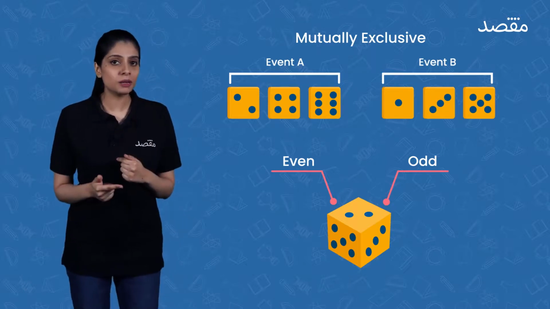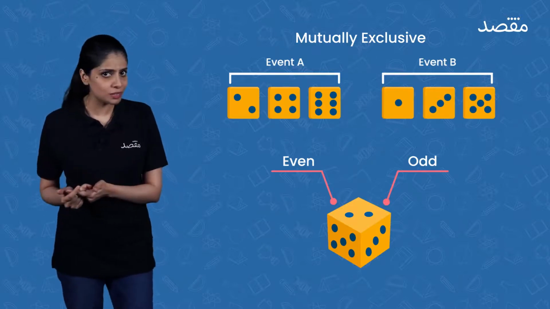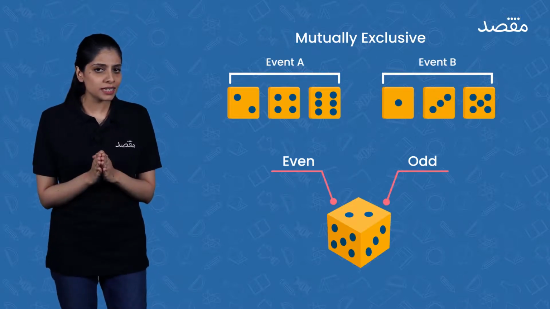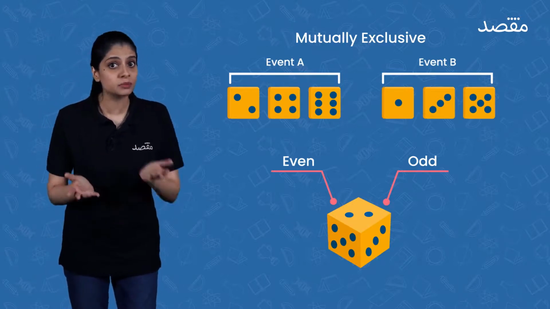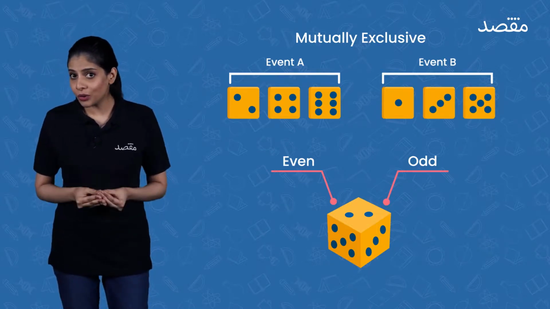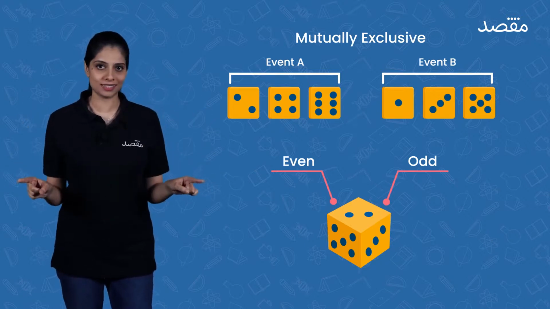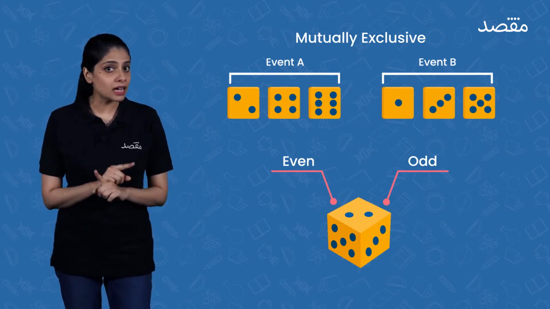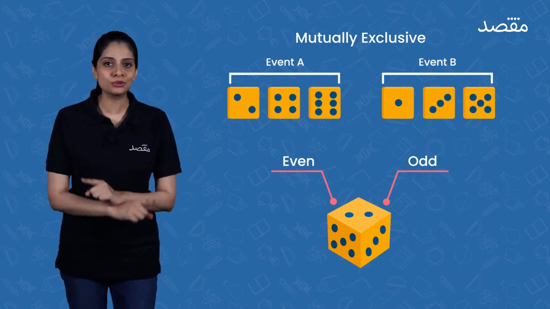अब सेकेंड थ्रो पे हमारे पास क्या आया? 5. That's an odd number, not an even number. So हमें क्या पता चल रहा है कि जब हम odd number थ्रो करेंगे तो हमारे पास even number नहीं आ सकता, और जब हम even number थ्रो करेंगे हमारे पास odd number नहीं आ सकता. Therefore, what can we say? These 2 events are mutually exclusive events. So ये दोनों events साथ नहीं हो सकते, which means they are mutually exclusive events.